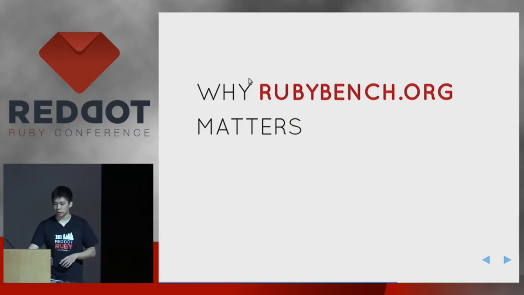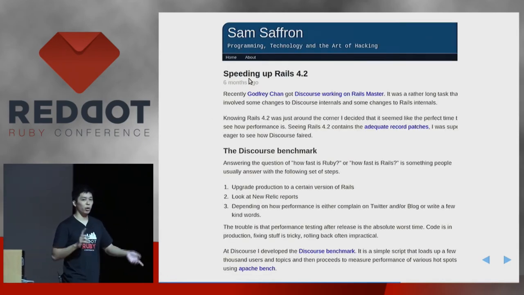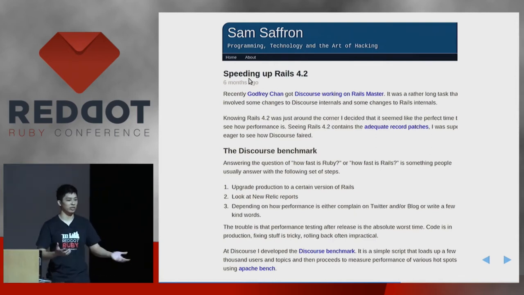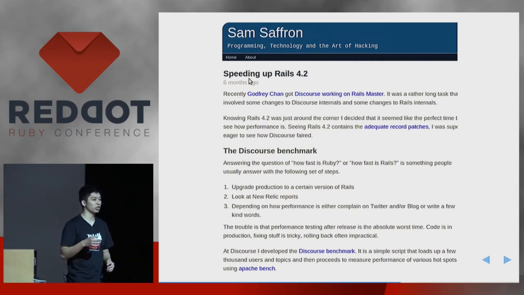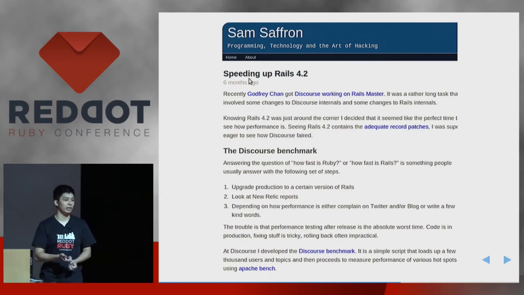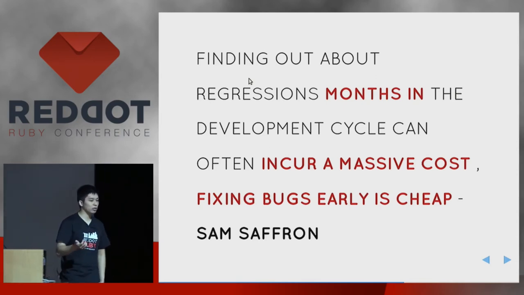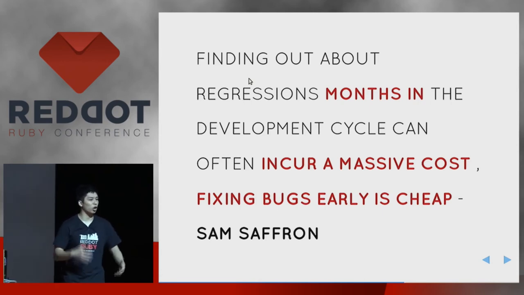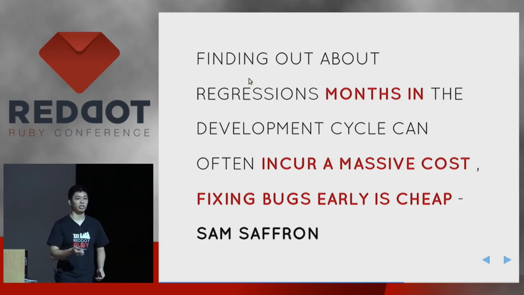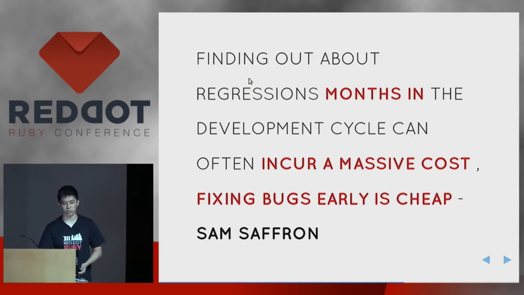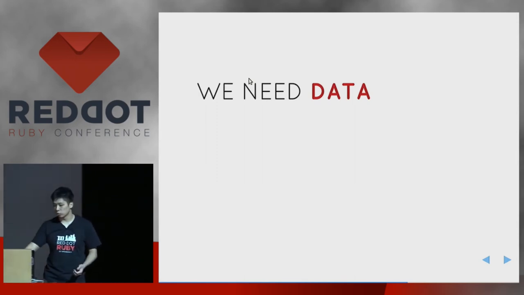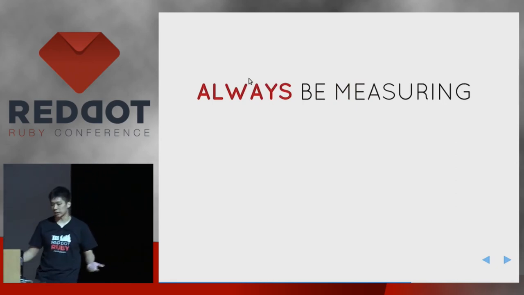The reason why Ruby Bench matters is that in Rails 4.1 to 4.2, if you read this blog post, Rails suffered some performance regressions, and then Sam went in to fix it. But this could all have been avoided if we were just benchmarking Rails on a consistent basis. Every time before we release a new version of Rails, we just have to benchmark it. I took this quote from Sam: if you fix a performance regression months into the development cycle, it's going to cost more. Whereas if you identify the regression early and fix it early, it's pretty cheap to fix. So in order to identify performance regressions, we need a lot of data. And to do that, we always have to be measuring. That's the only way we can get the data.